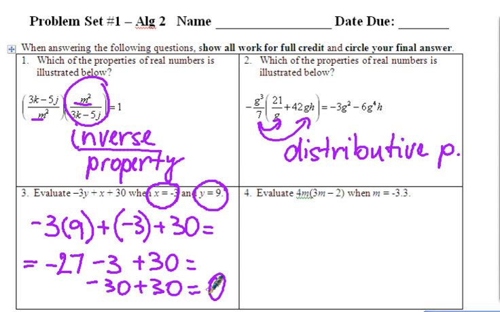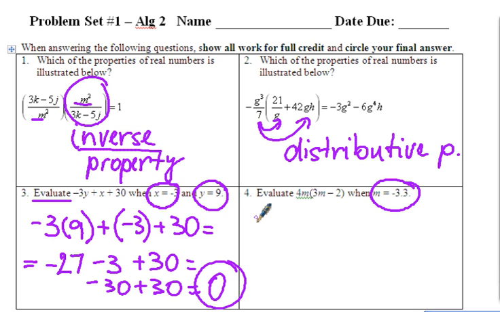I've seen people saying there is no solution. No, that's not true. This is the solution. We evaluated this term for given values. So this is our answer. Well done. Number 4, evaluate the expression m times parentheses 3m minus 2 for m is negative 3.3.